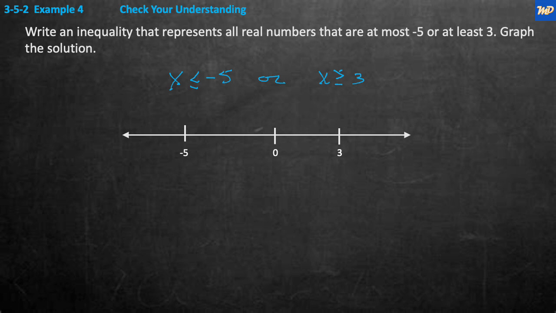So let's take a look at this. We have an equal sign on both, so we can put a dot on the -5 and a dot on the 3. And we can say that x is everything less than, that's this way, everything. And for x greater than or equal to 3, we're going to go this way. Okay, that's the graph of that.